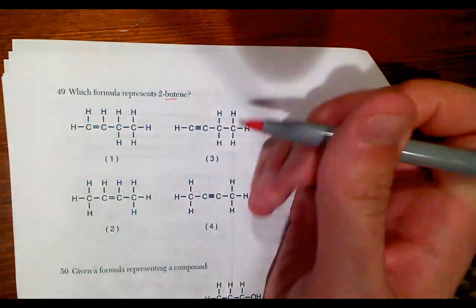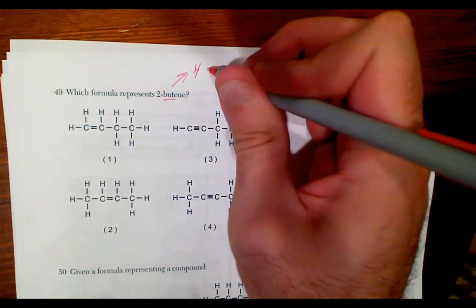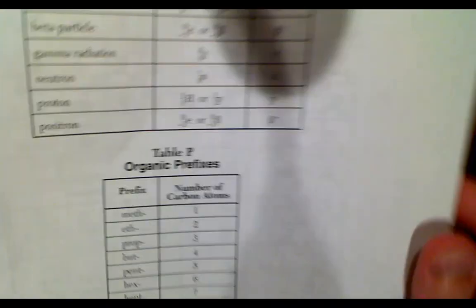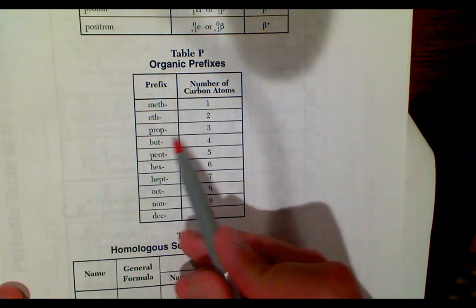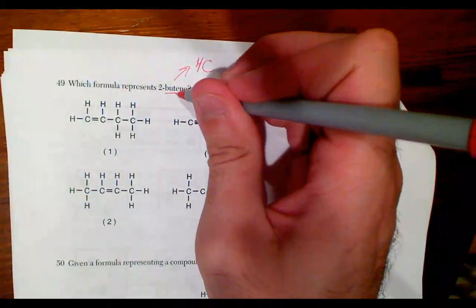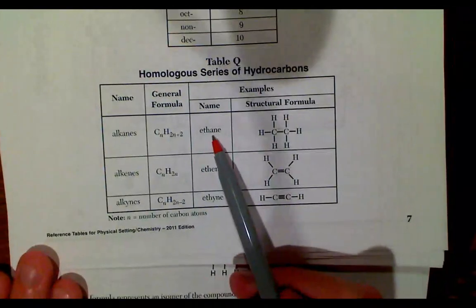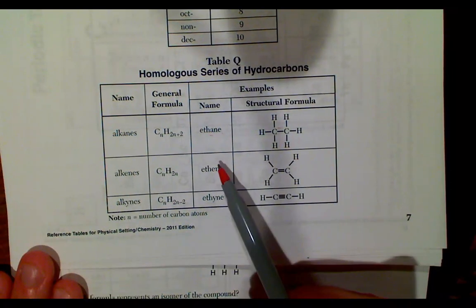Look for the name. But-. What's the prefix? But- means 4 carbons. You don't have to memorize this, because all of your organic stuff is on page 7 in your reference tables. But- as a prefix right there on Table P tells you 4 carbons. I now know my picture is going to have 4 carbons. The ending of the name, the -ene suffix. Let's go check the other chart. At the bottom here, we've got some names that end in -ane, some names end in -ene, some names end in -yne. This one says -ene.